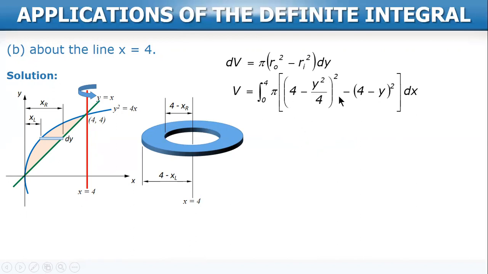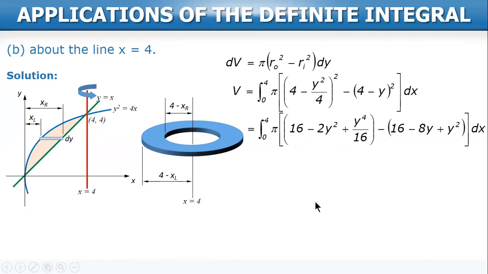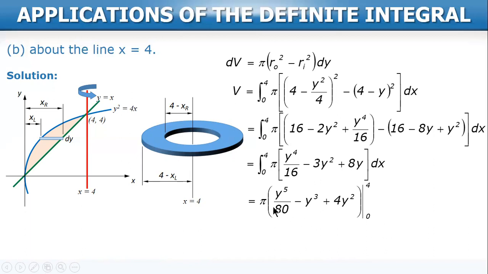Next, you expand the two terms and then combine similar terms. The 16 will cancel, and then combine the 2y and the y squared terms. Okay, we have this one. And then using the power rule, we have this. And then evaluate at the lower and upper limits.